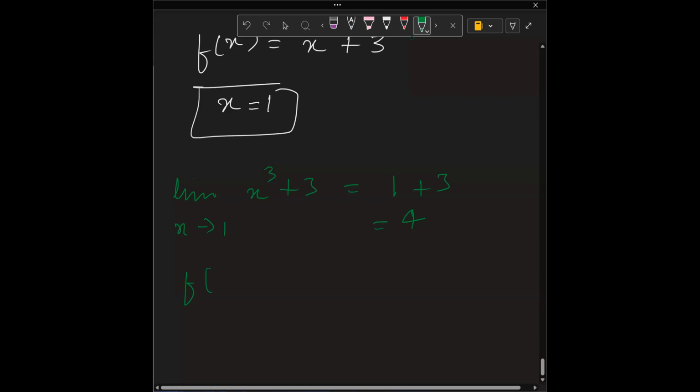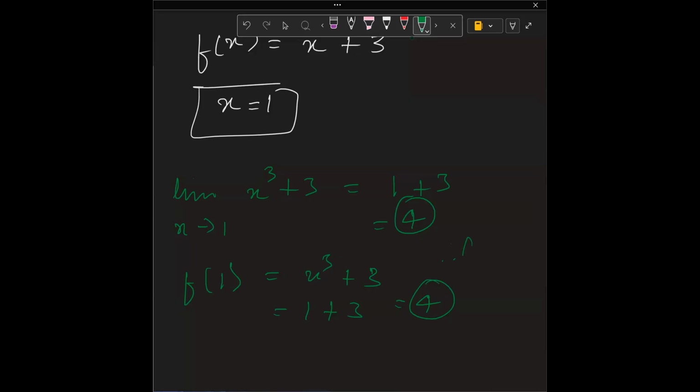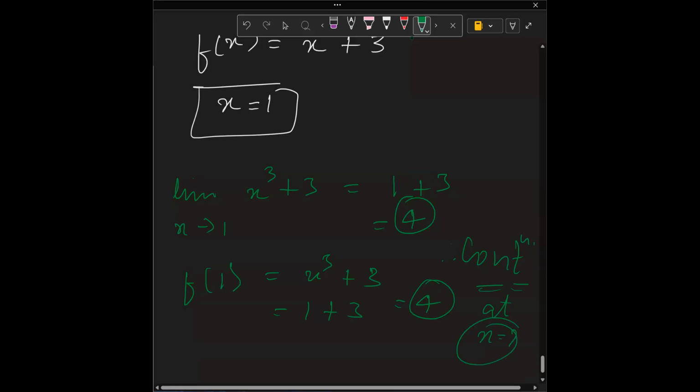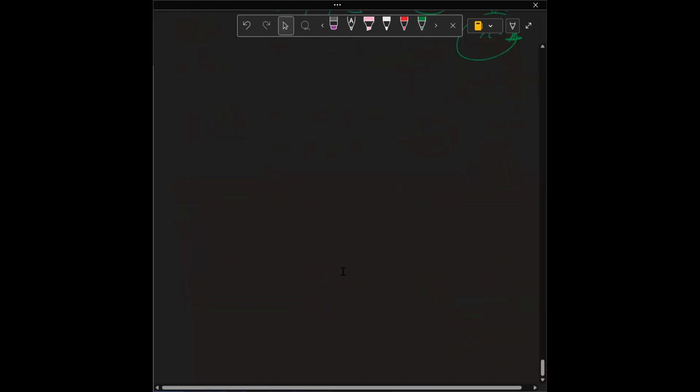And your function value at x equals 1 is x cube plus 3, that is 1 plus 3, and this is also 4. So 4 is equal to 4, therefore continuous. Continuous at x equals 1. Did you understand? Yes, sir. Both of you understood? Yes, sir. Okay.